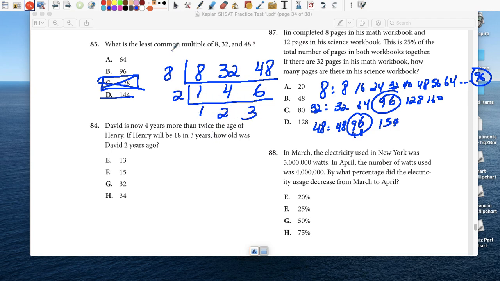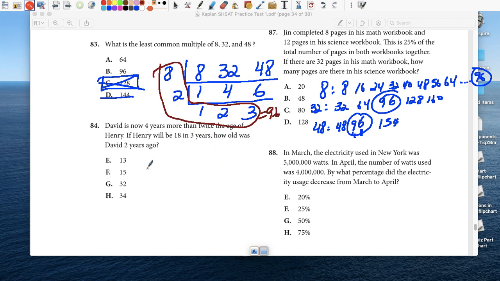So the LCM forms the letter L. The nice thing about this method is that the LCM is the product of all these numbers. So we have 3 times 2, which is 6. 6 times 1 is 6. 6 times 2 is 12, and 12 times 8 is 96.